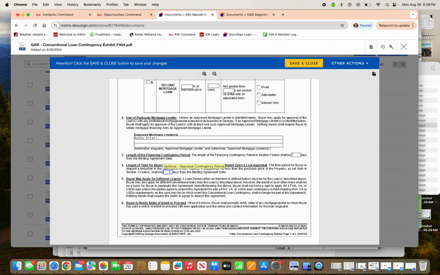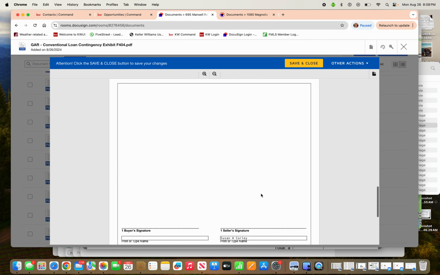So typically, if we're trying to do a competitive offer, and I have contacted the lender to be like, hey, could we do a 14-day appraisal? And they say, absolutely, we can have it done in 10. That's great. I'm going to put 14 days there. That makes this contract look a little more attractive than some of the others that might come across the agent's desk.